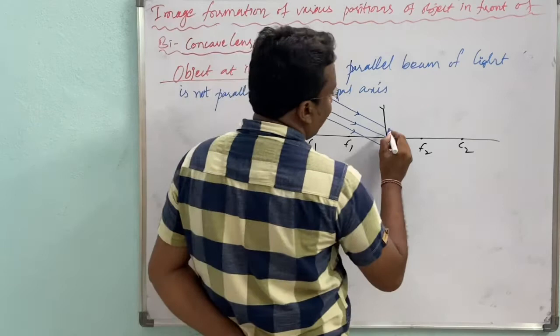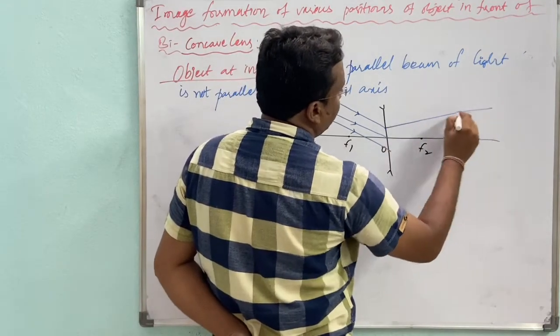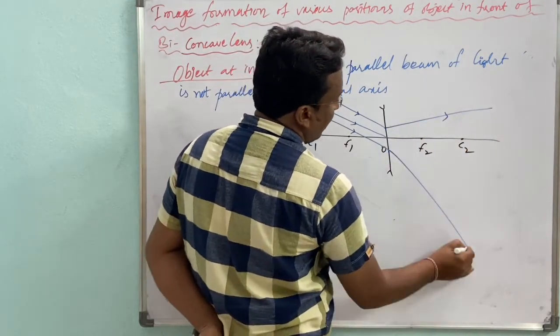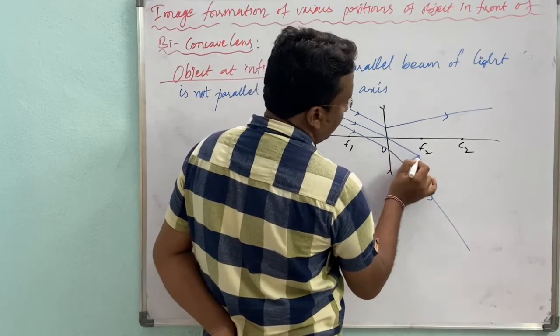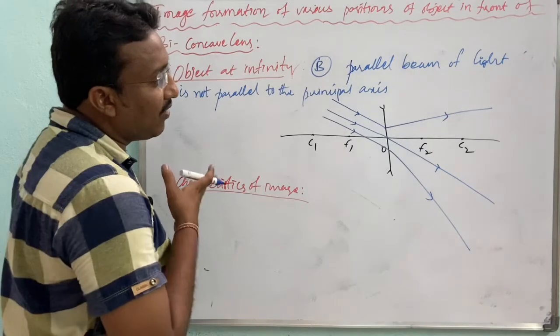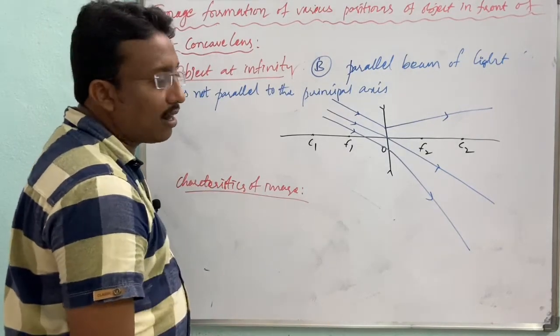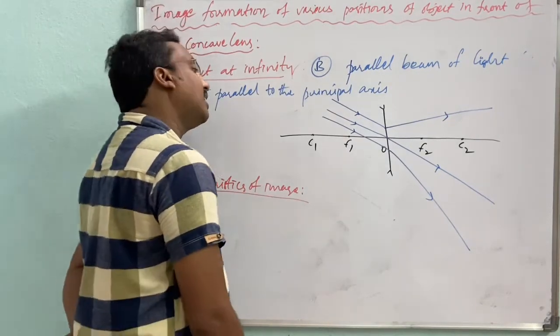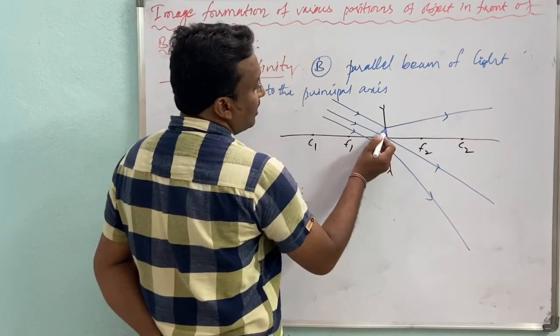Then it diverges, travel in straight. This is the third rule we discussed now. If incident rays pass parallel through the optic center, it never gets any deviation.